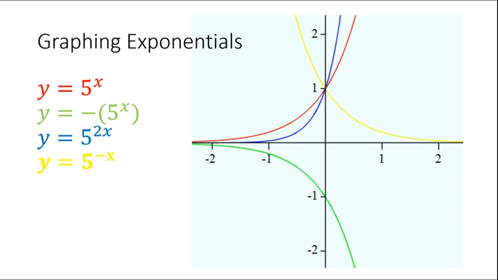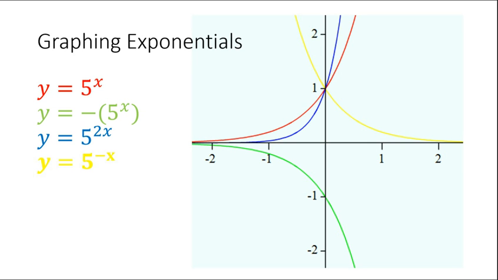So here we see 5 to the x. We have an asymptote along the x-axis. It curves up through the point 0, 1, and then grows rather rapidly. If we multiply the entire function by -1, it just rotates across the x-axis.